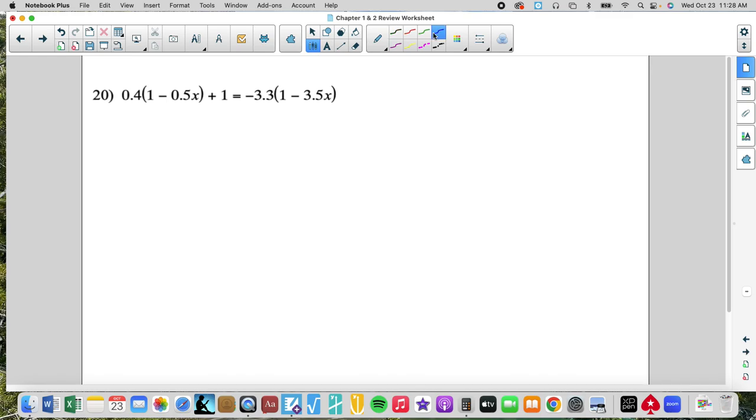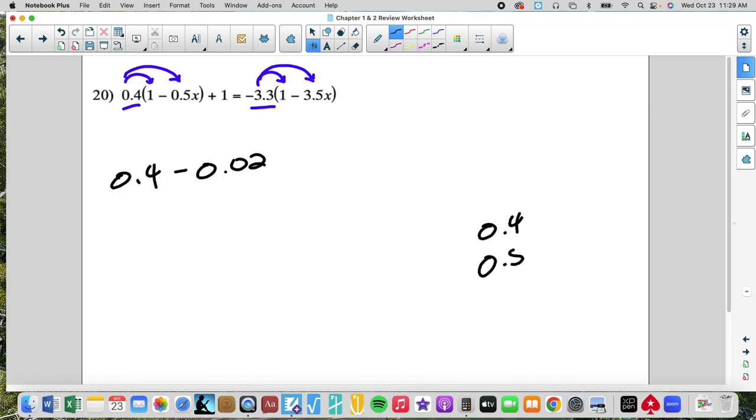Let's take this. We're going to distribute this into each piece. Much like fractions aren't crazy, decimals aren't crazy. 0.4 times 1 is 0.4. 0.4 times negative 0.5 is negative 0.02. I don't know, let's try it. I was trying to think of it in my head, but it's better to just do it.